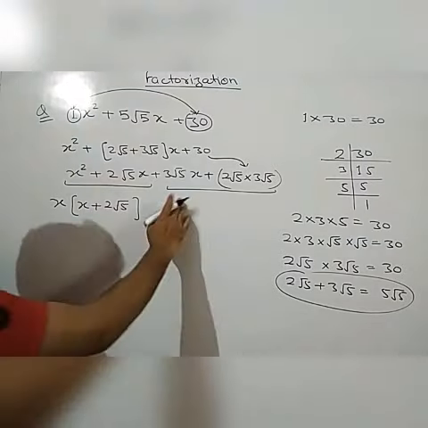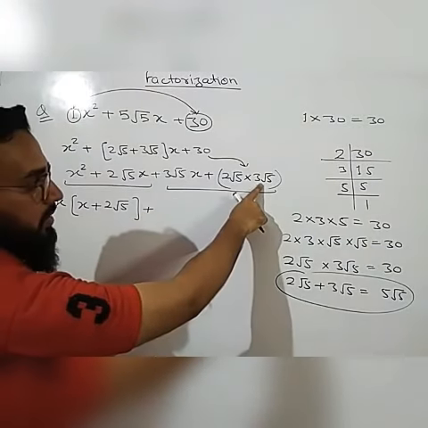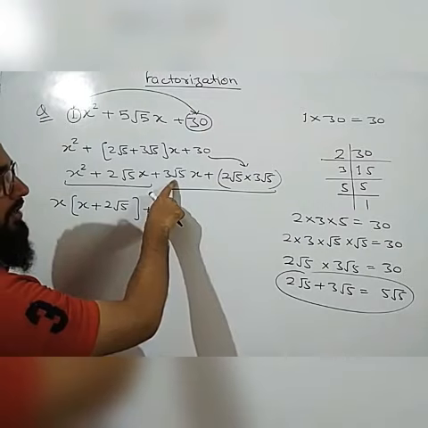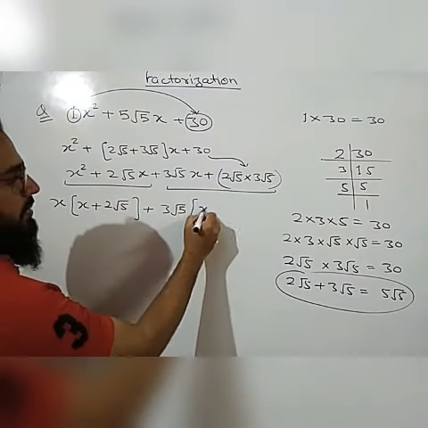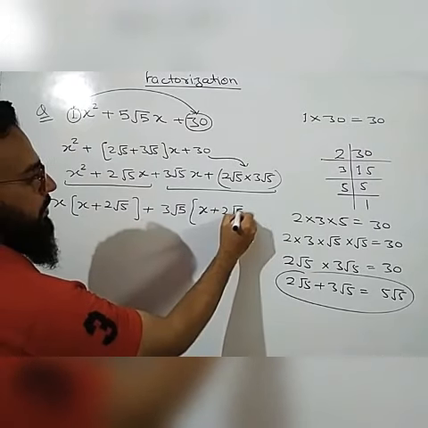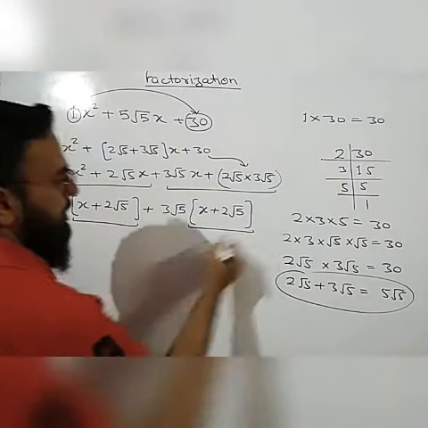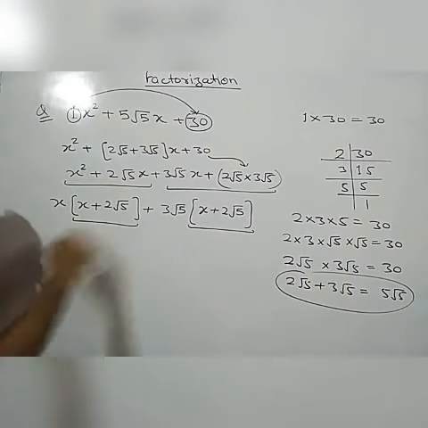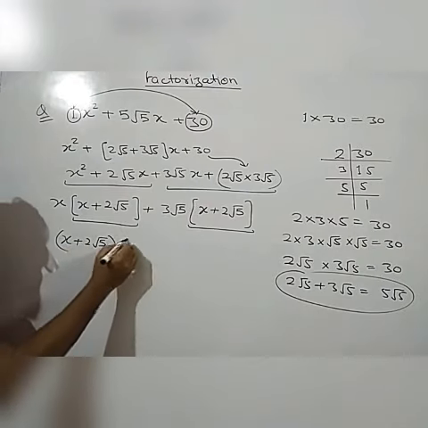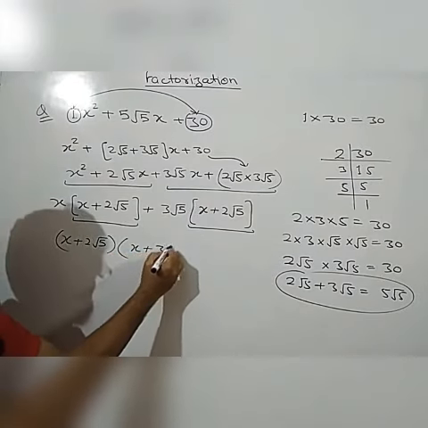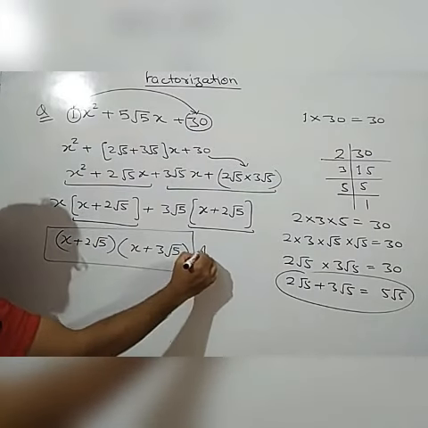Clear? Now from the second bracket, second group, what can be the common? Here it is 3 root 5. It is also 3 root 5. So we can take 3 root 5 as common. So the remaining will be x plus 2 root 5. Now this x plus 2 root 5 and x plus 2 root 5 is common. So we can take it as common. So it will be x plus 2 root 5 in the first bracket and x plus 3 root 5 in the second bracket. That will be our answer.